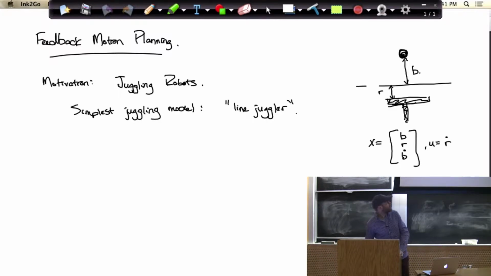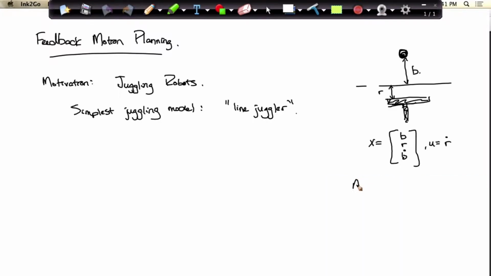And the other big assumption is instantaneous elastic collisions with some coefficient of restitution. You get most of your energy back.